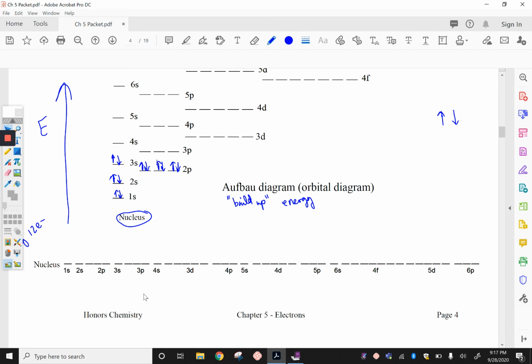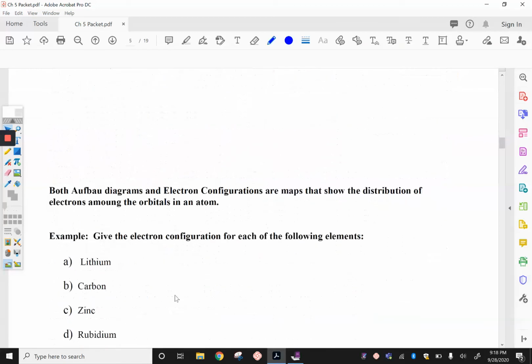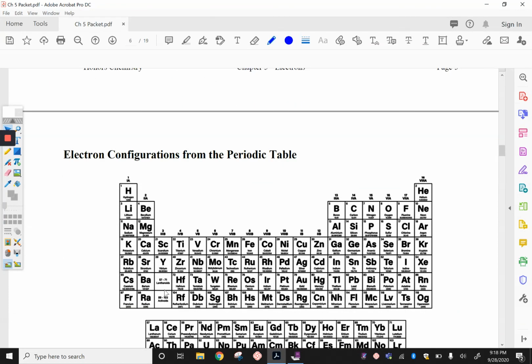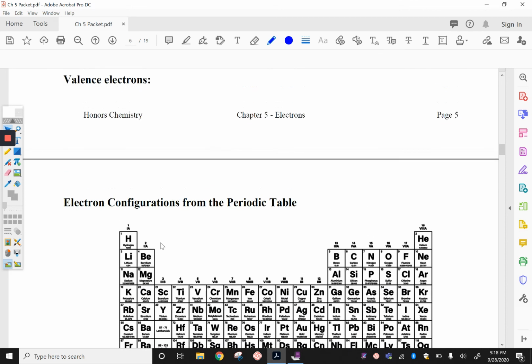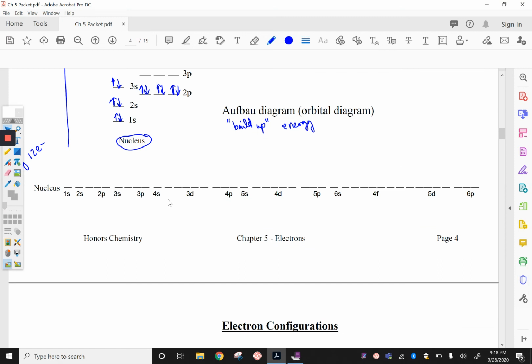So let's say I have, I don't know, what element should we do? Let's look at the periodic table. Let's do scandium. So scandium has 21 electrons. Oh, that's a good one. So scandium with 21 electrons. All right, so the 1s takes up to 2 electrons. You put one up, one down. Then the 2s takes up to 2 electrons. 2p takes up to 6 electrons. How many have we drawn so far?